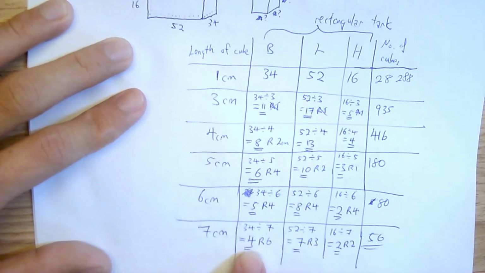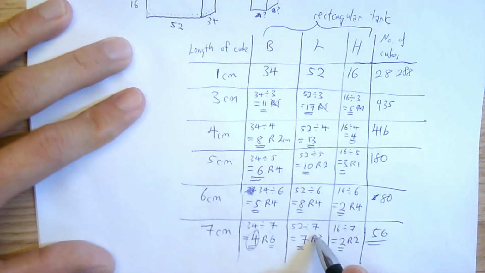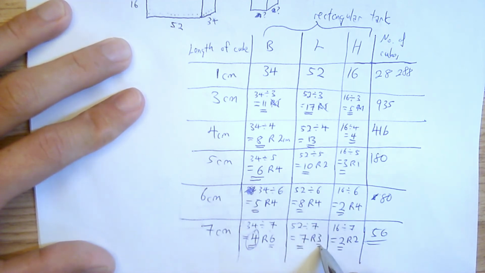Okay, so from here we know that she is using the 7 cm cube, because for the breadth she can put in 4. She's left with 6 more cm, but she cannot fill the 6 cm because the cube is 7 cm long. So the 6 cm is no use. Then for the length, she can only put 7. After she puts in 7, she's left with 3 cm. Since the cube is 7 cm long, she cannot squeeze inside this 3. So for 16, she can only put in 2, remainder 2.